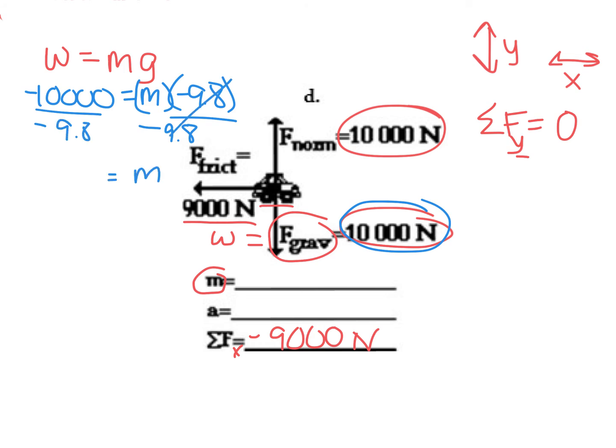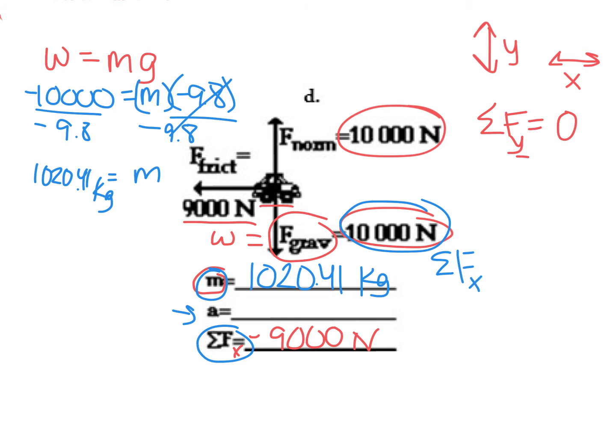And when I do that, 10,000 divided by negative 9.8, I end up getting a mass of about 1,020.41. And my units for mass are going to be kg, kilograms, right? So let me fit that in there on my chart, 1,020.41, and that's going to be kg for kilograms. Now that I have that, I've got net force and mass. Can I solve for acceleration? You're darn right, we can.